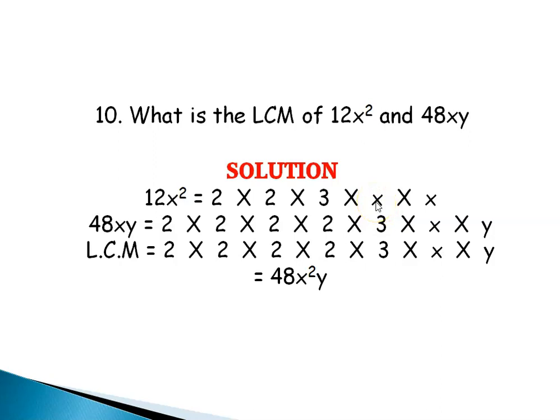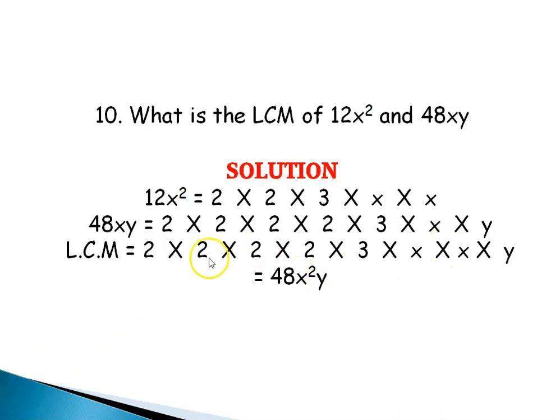And then for my x, x appears twice here, once here. I'm going to write it out twice. And then for my y, y appears 1 time. I'm going to write 1. So this is 48x squared y. Do you understand? Okay, so our LCM is 2 times 2, 4, times 2, 8, times 2, 16, times 3, 48. x times x, x squared, and then y. Is that taken? Good.